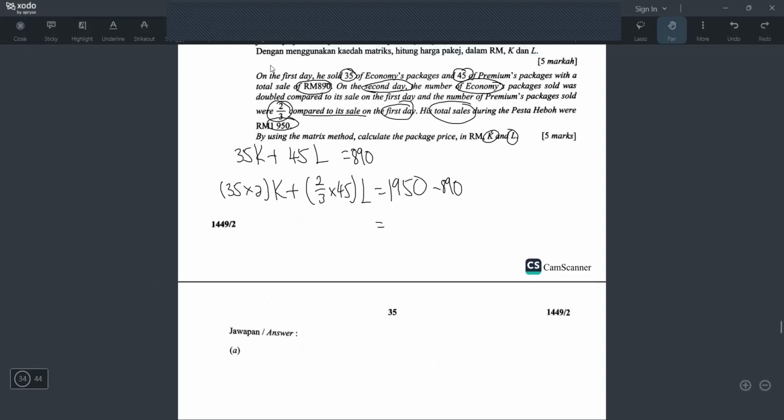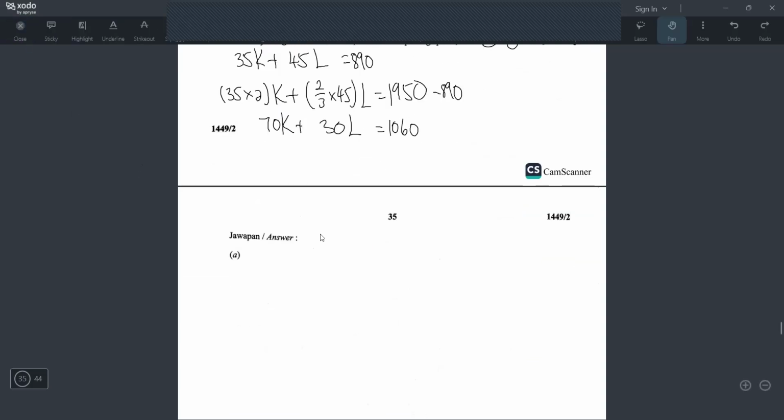So actually it's very easy because I have my two equations already. 35 times 2 is 70K. 45 times 2 over 3 is 30L. 1950 minus 890, you can use a calculator. 1060. Okay, so this is your two equations, equation 1, equation 2. Let's rewrite these equations one more time. 35K plus 45L equals 890. 70K plus 30L equals 1060.